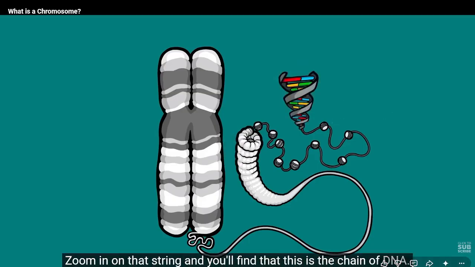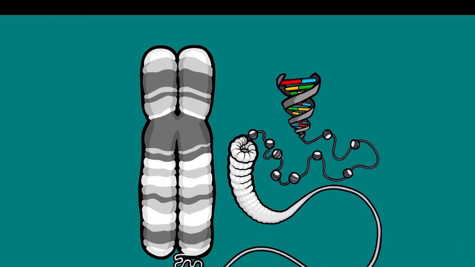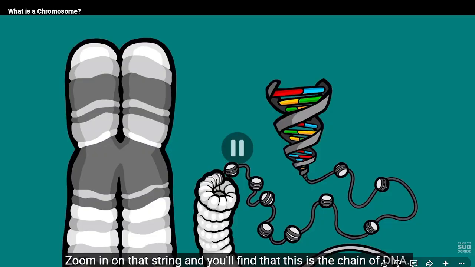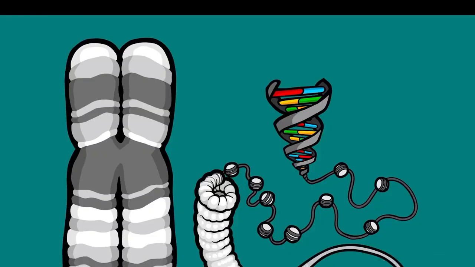Zoom in on that string and you'll find that this is the chain of DNA. So what is wrapping around the histones? The DNA wraps around the histones. And then once the histones are in there, the whole thing coils up and makes, what do we call this form?